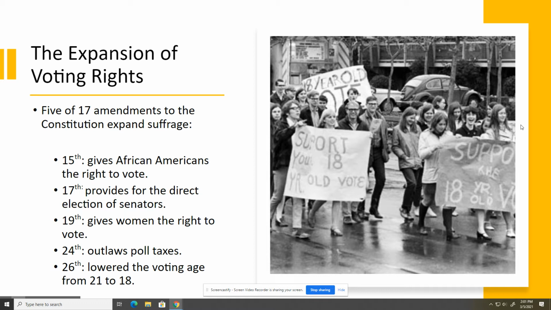We've already talked about the 15th and 19th Amendment, which give African American men and then women the right to vote. The 17th Amendment is going to provide for the direct election of senators. So you're able to cast a vote for the person that you want to represent your state in the Senate. The 24th Amendment, as we've said before, outlaws poll taxes. And then the 26th Amendment is going to lower the voting age from 21 to 18.